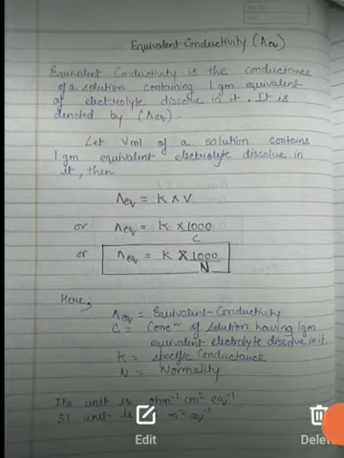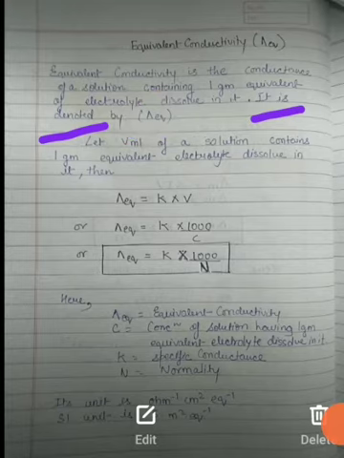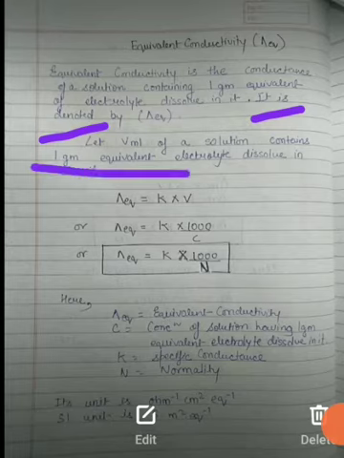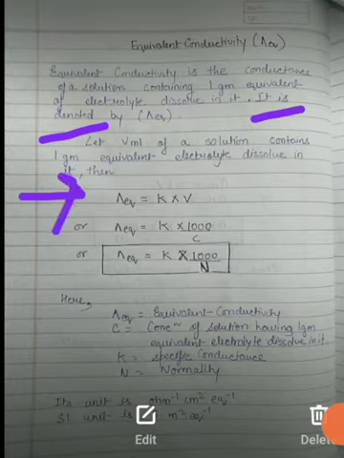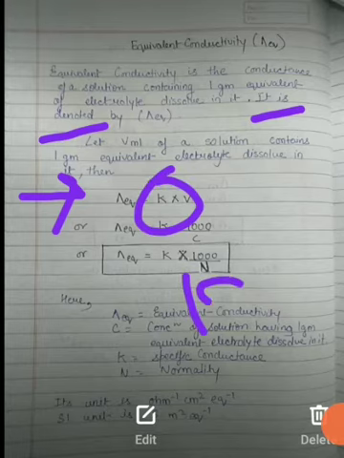As earlier said, it is denoted by equivalent conductivity. Now suppose V ml of a solution contains 1 gram equivalent of electrolyte dissolved in it, so for this the equivalent conductivity will be equal to specific conductance into V. Here K is simply the kappa, you can assume it like this.